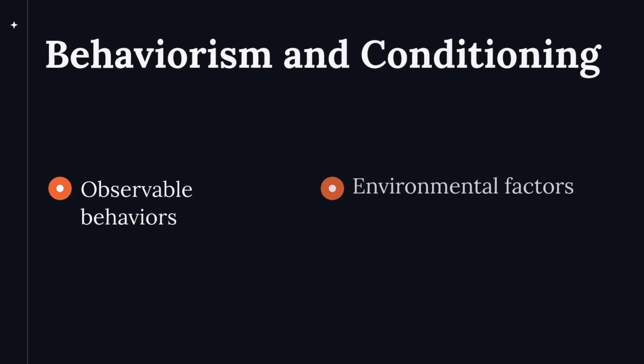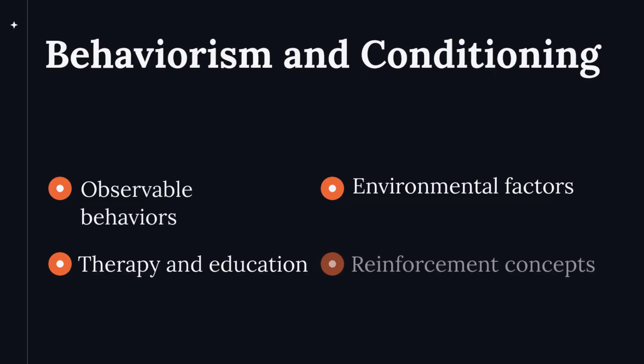Behaviorism is grounded in the principles of conditioning. It emphasizes observable behaviors that are empirically verifiable. Environmental factors are crucial in shaping behavior. This approach has influenced therapy and education significantly. Reinforcement and punishment are key concepts.